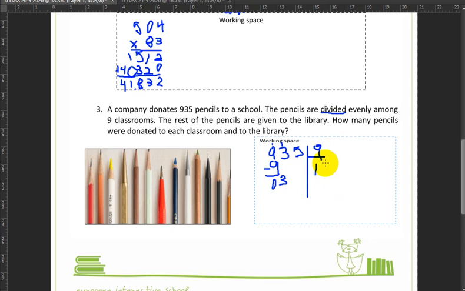9 does not fit into 3, so we need to put a 0 here and carry down the next number. Carry down the 5. 9 fits into 35 3 times. 3 by 9 makes 27. 35 minus 27 makes 8. So, each class got 103. My answer should be each class got 103, and the library got 8.